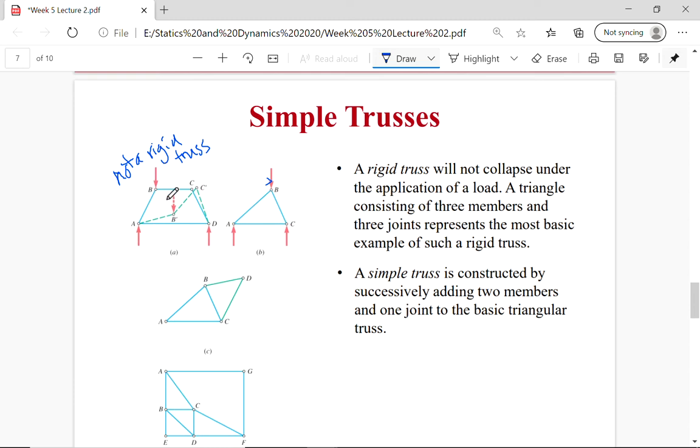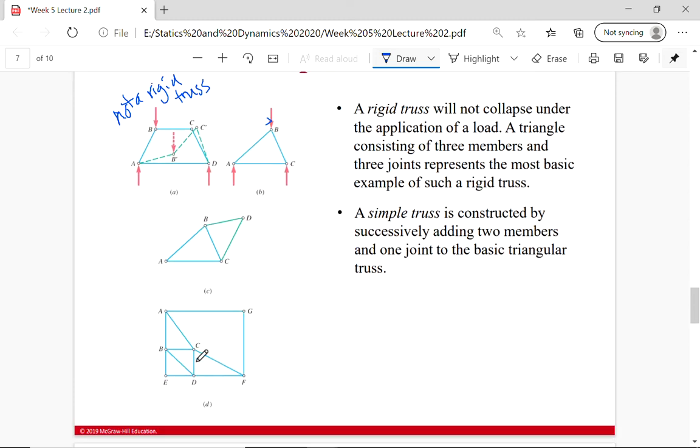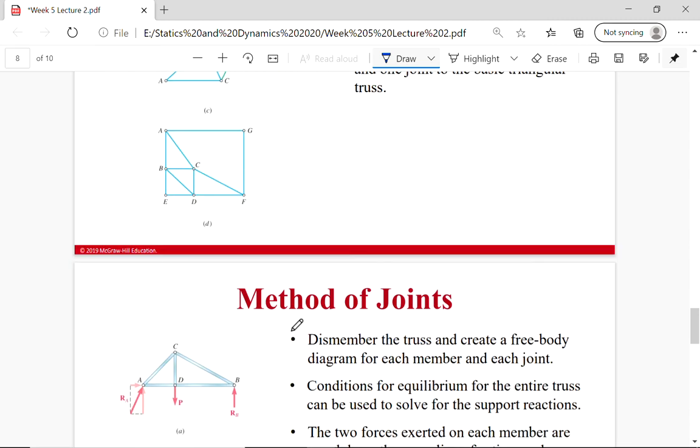Again, a load at point B would cause this to crumple. But this one is a rigid truss and this one would be as well, because again, all I did off my base triangle system was add 2 members and a joint each time.